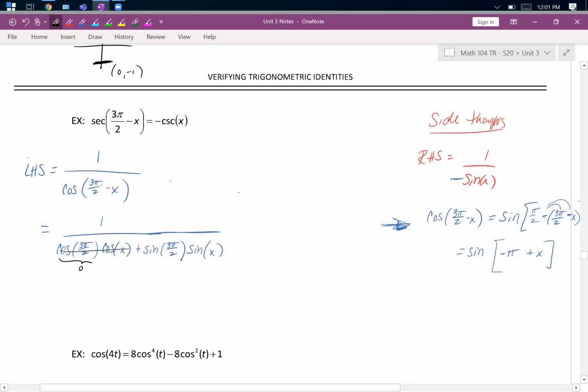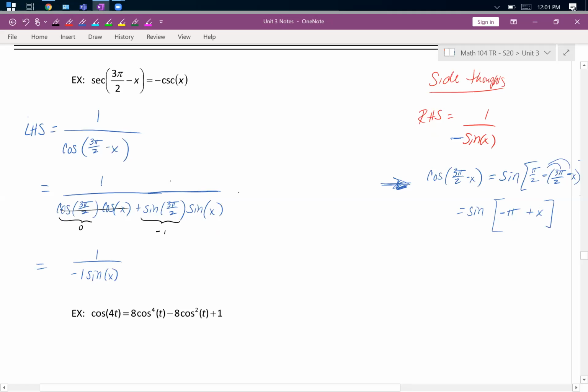And then sine of 3 pi over 2 down there is negative 1. So we're going to have 1 over, we don't even need to write that 0, negative 1 sine of x. Hey, there's our negative cosecant. And there we go.